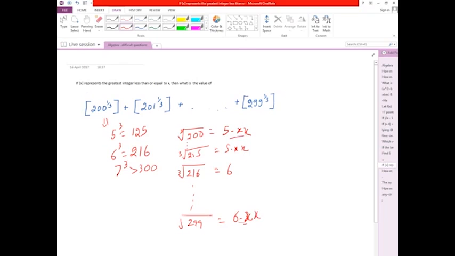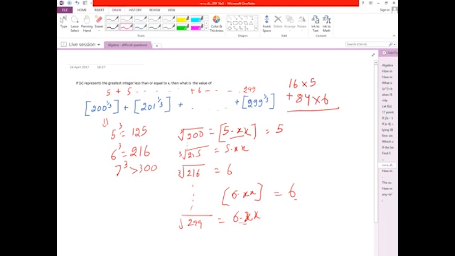So whenever it's 5 point xx, when you apply the greatest integer on this, the answer will be 5. When it is 6 point xx, you apply the greatest integer, the answer will be 6. So these will be 5 plus 5, so on till 215, and then 6 plus 6 till 299. And then you can count them. So 215, there are 16 terms which will have 5 as the answer, 16 into 5. And plus the remaining 84 terms have 6 as the answer, so 84 into 6. And you can total this to get the answer.